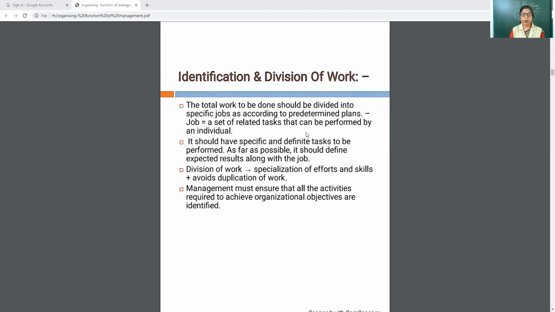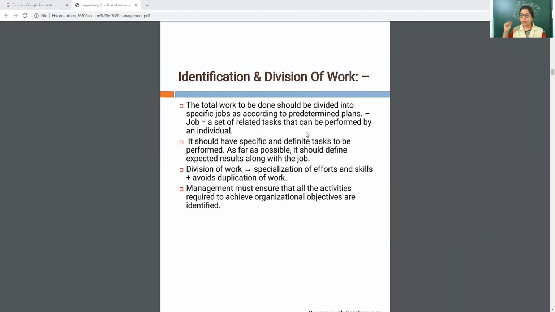Management must ensure that all the activities required to achieve organization objectives are identified. It means all activities should be identified and then divided. Division of work should be given. You can see the example of the school, bank, railways, different organizations. They identify what activities have to be performed, and accordingly they divide the work. Division of work is there.